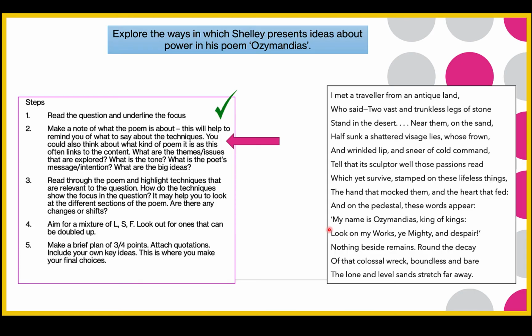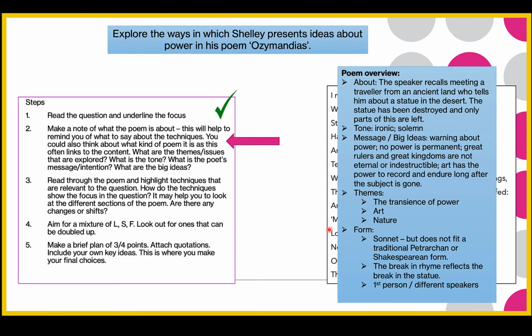Okay, so we've read the question, we've underlined the focus, and now we're going to be thinking of what the poem is about. So for you, you'll very, very quickly be jotting down next to the poem on a piece of paper everything that you can recall about the poem. And this is my example, okay?